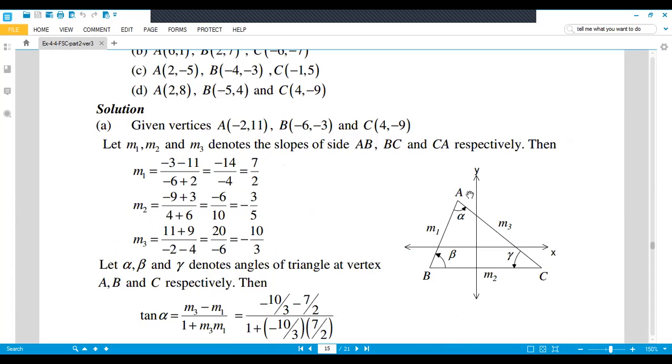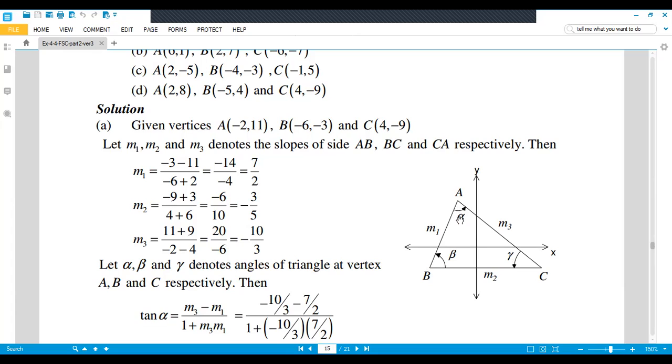For A is minus 2, 11, means that the x value is minus 2 and y value is 11, and for B is minus 6, minus 3, and for C is 4 and minus 9. So what will we do? First we find the slope of AB, that will be m1, and then we find the slope of BC, that will be m2, and then we find the slope of CA, that will be m3. We have to find the angles alpha, beta and gamma.